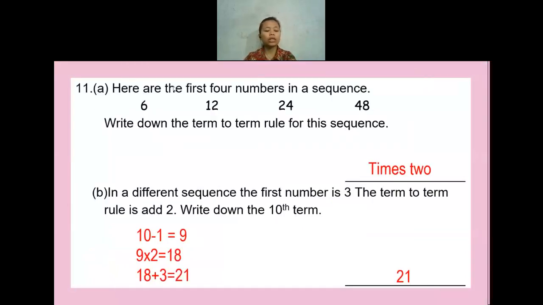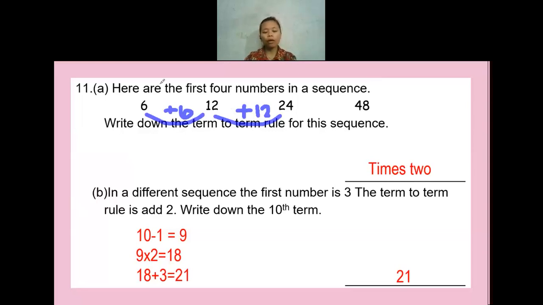For question 11, here are the first 4 terms in a sequence. We need to find the term-to-term rule. So we will check from 6 to 12. We will add 6. And then from 12 to 24, we add 12. When the term-to-term rule you find is not constant, it means this is the wrong term-to-term rule. You have to find another way so the number will be constant.